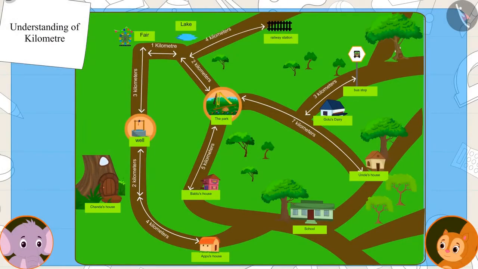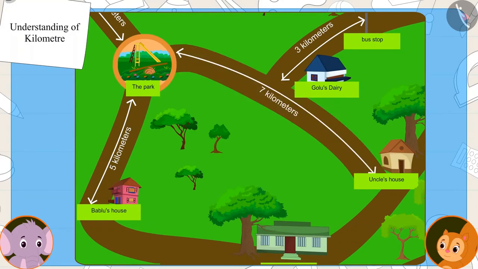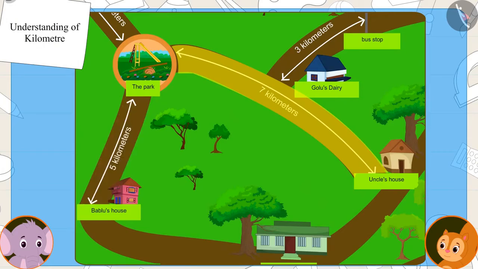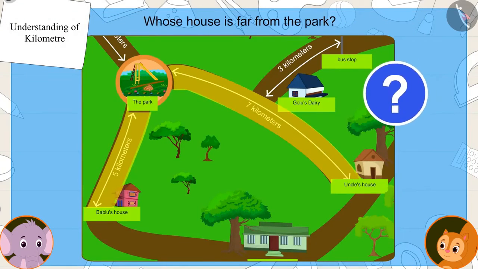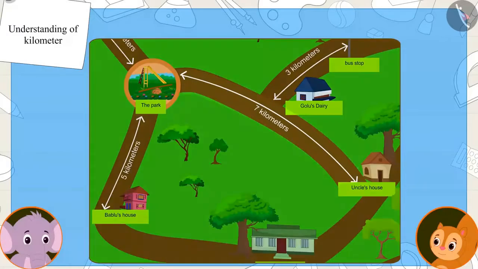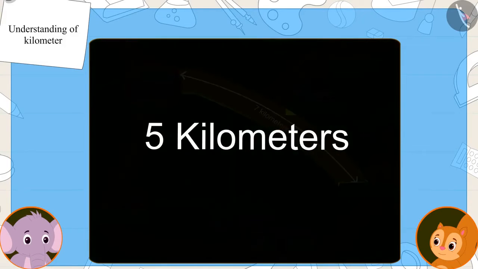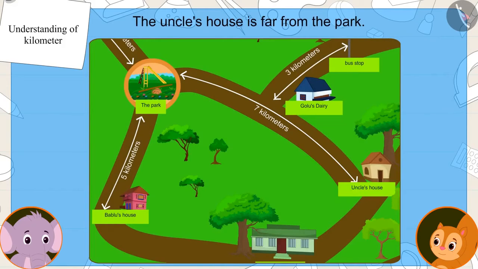Appu asks Chanda to answer a question. If uncle's house is 7 kilometers from the park and Bablu's house is 5 kilometers away, then whose house is more distant from the park? Children, do you know the answer to Appu's question? Yes, since 7 kilometers is greater distance than 5 kilometers, uncle's house is at more distance than the park.